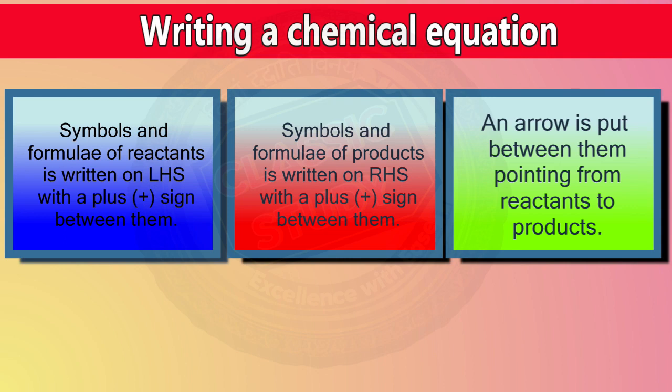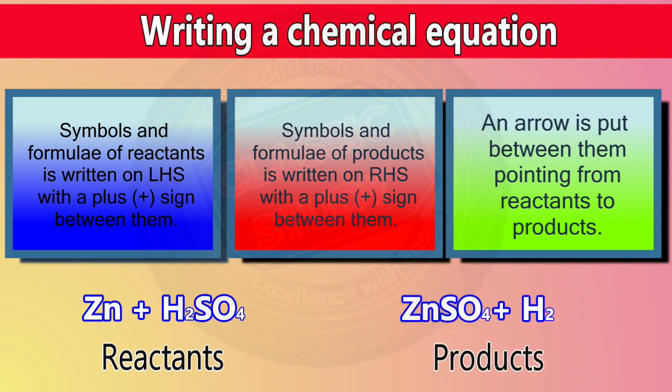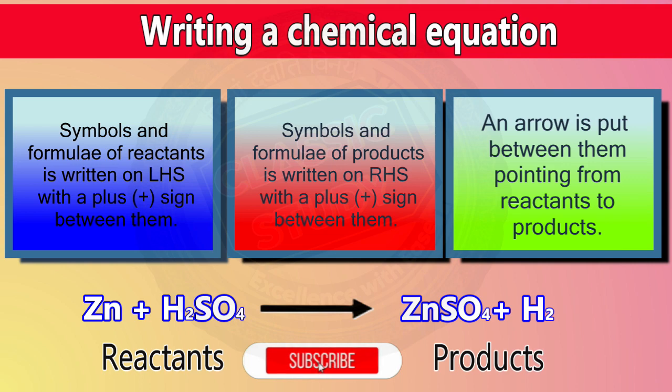For example, Zn plus H2SO4, these are the reactants. They have been written with a plus sign between them. Then on the right hand side, we put the products ZnSO4 plus H2, again with a plus sign between them, and then we put an arrow in between them pointing towards the products, showing the direction of reaction. That means the reactants have been transformed into products.